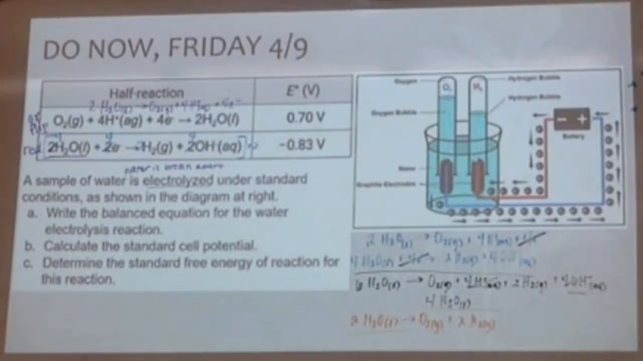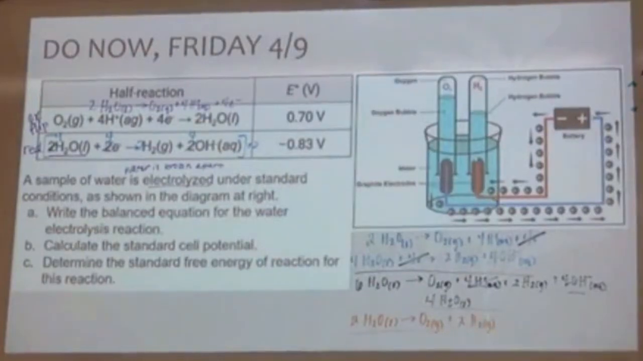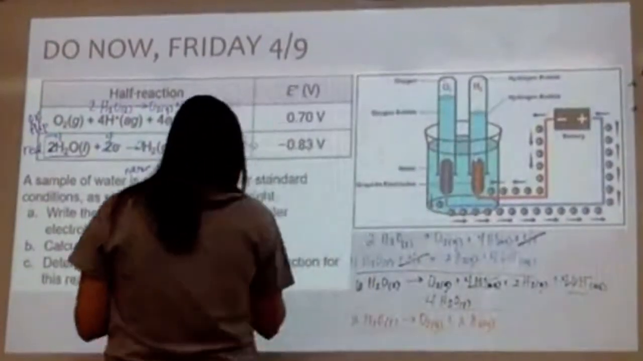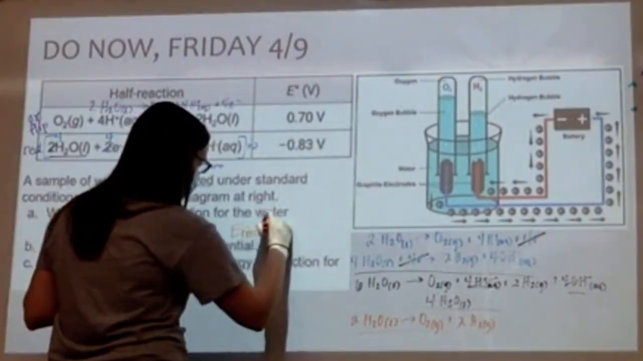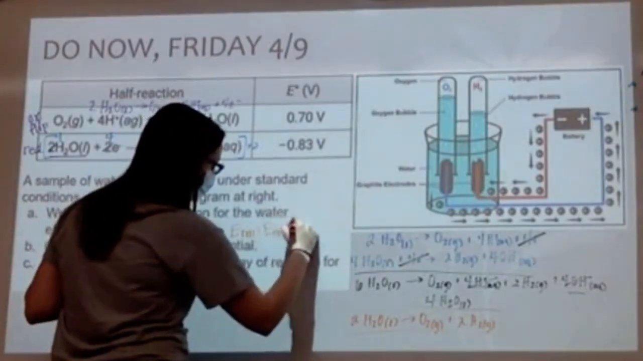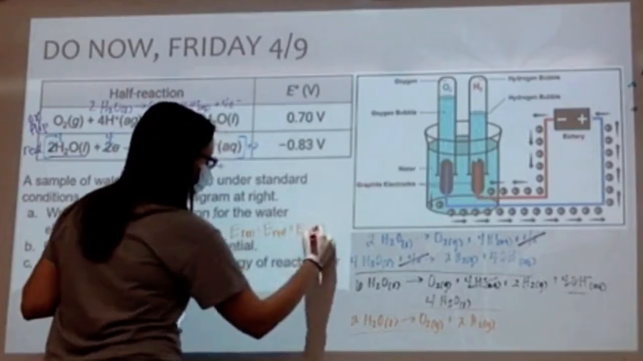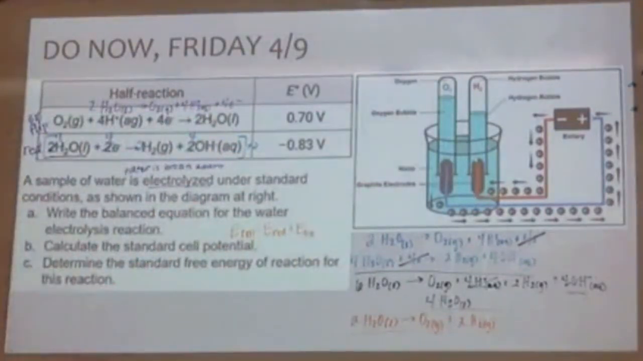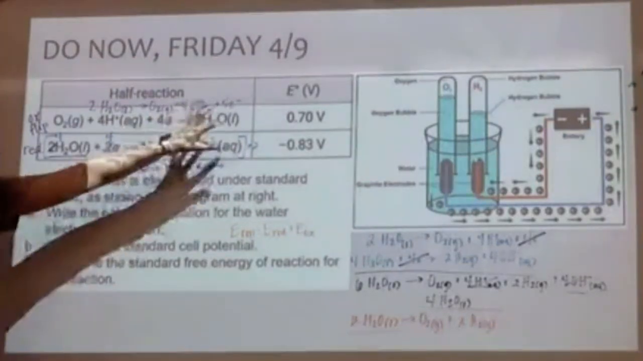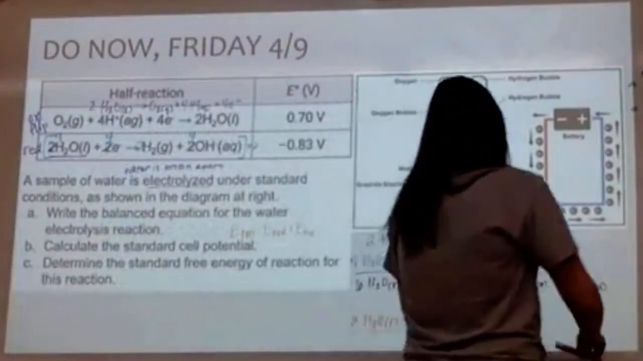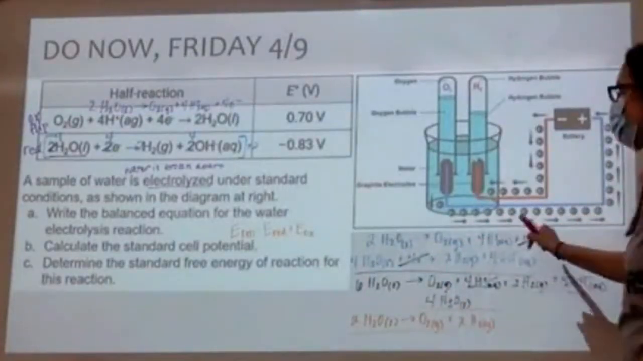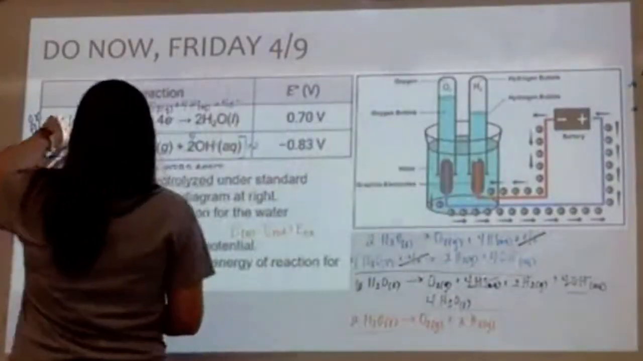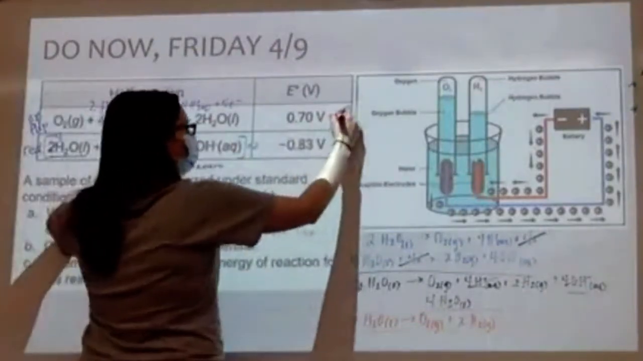So then part B says calculate the standard cell potential. Cell potential is just like what we've been looking at before. E naught of the cell is the reduction half reaction plus the oxidation half reaction. So if we take a look at everything up here, 2H2O yields O2 plus 4H+. So we had to flip this one. This was oxidation.